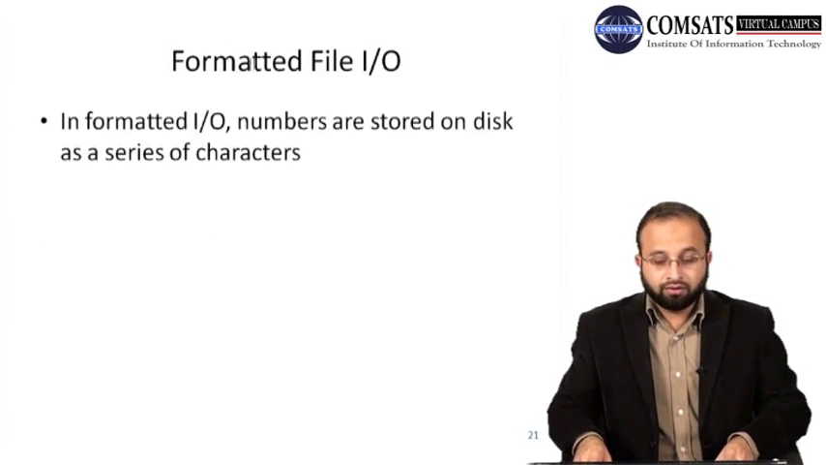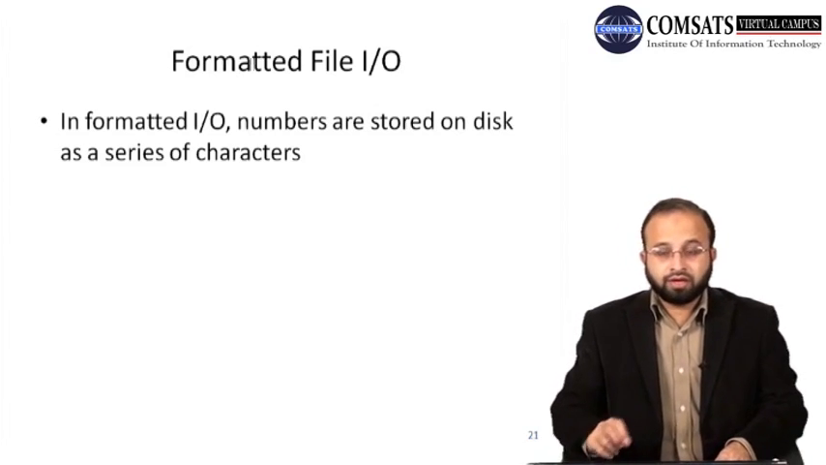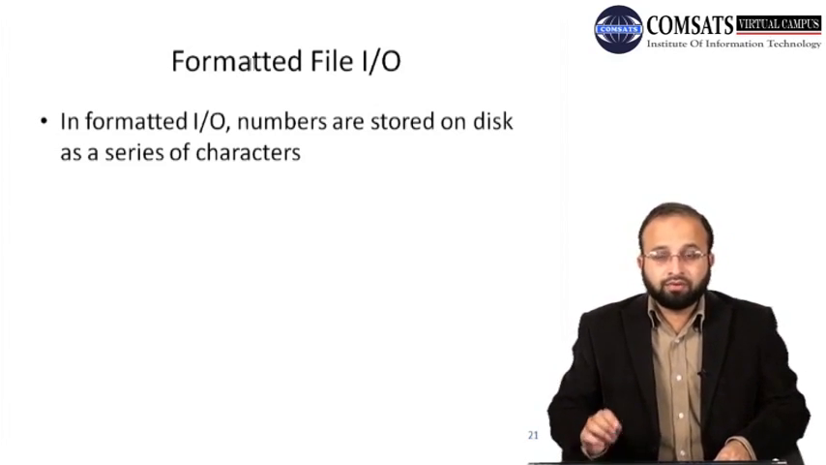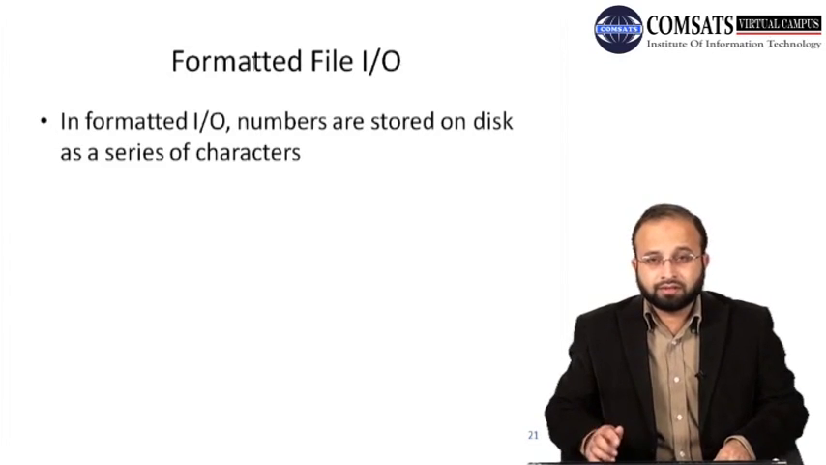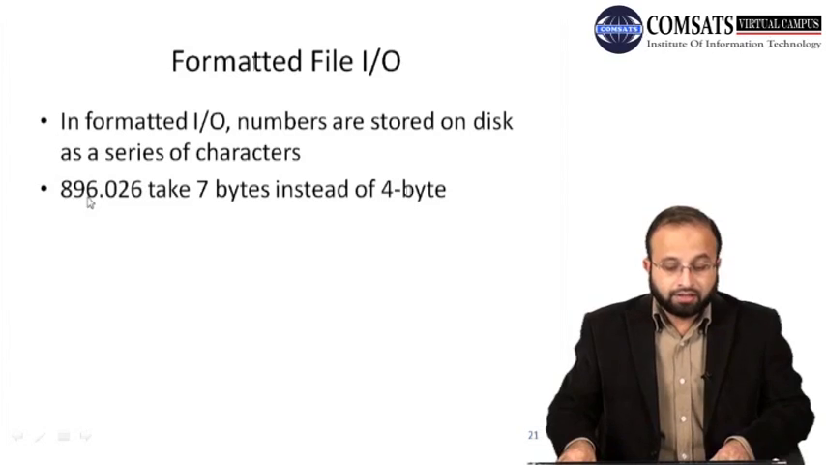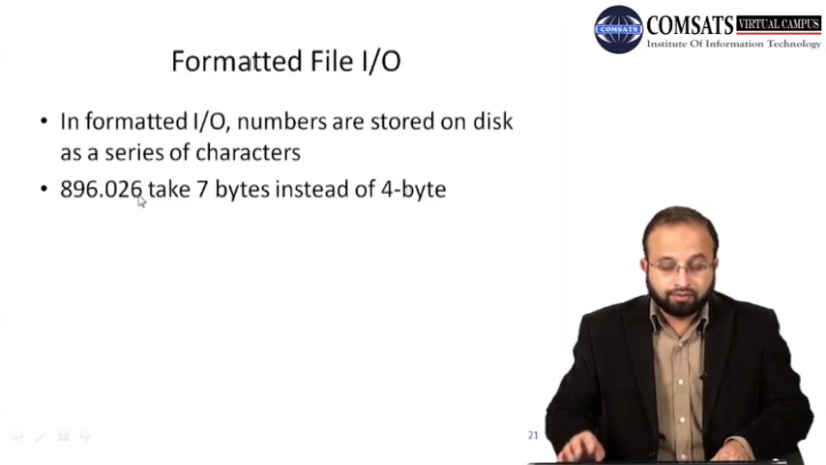In formatted I/O, numbers are stored on disk as a series of characters, right? So everything that you write in formatted I/O is stored in the file in the form of characters, whether it is integer, float, double, long, any kind of value. For example, 896.026, that is a floating point value, so it takes 7 bytes instead of 4 bytes.